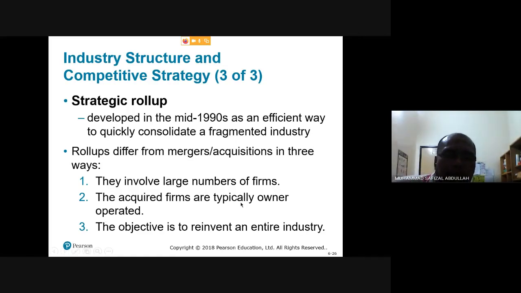So they involve a large number of firms, and normally the acquired firm, the firm that is bought, is typically owner operated. It means that the firm that is being bought off is normally a sole proprietor. Yeah, a sole proprietor is a small firm. And then the objective is to reinvent the entire industry. It means that the objective of the roll up is to reinvent, to reset the entire industry from becoming fragmented to becoming consolidated. All right, okay.